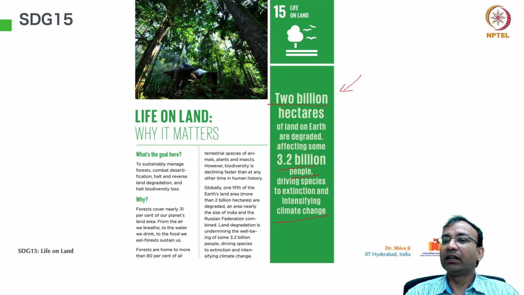If you see this huge swath of land, an incomprehensibly large area on the face of earth, it is degraded by some activity, maybe anthropogenic activity, which in turn is affecting 3.2 billion people, because we need earth for several reasons.